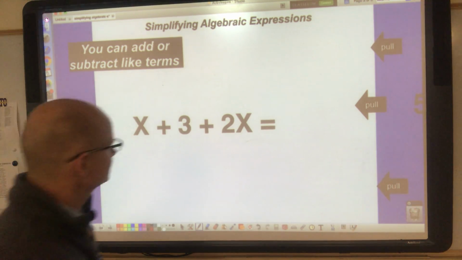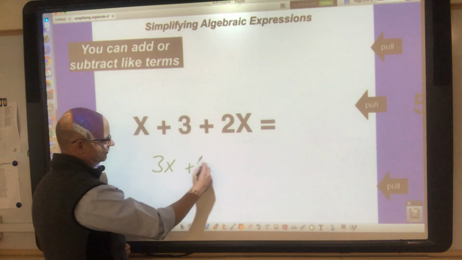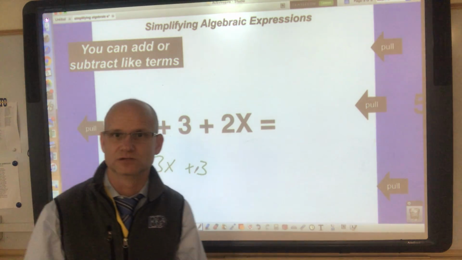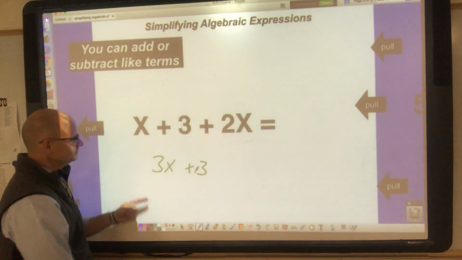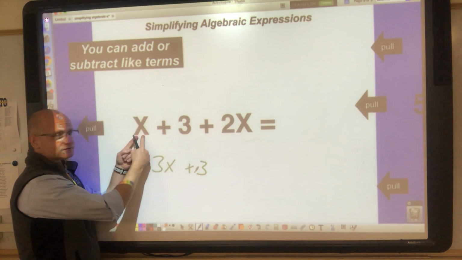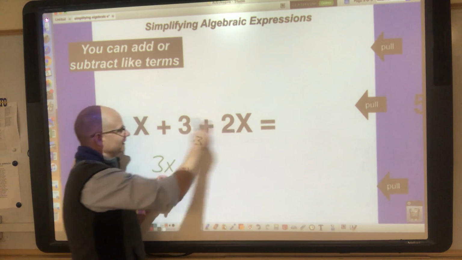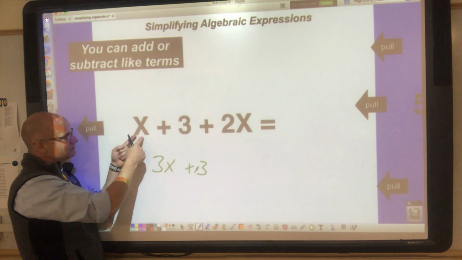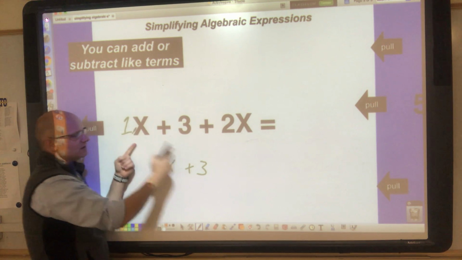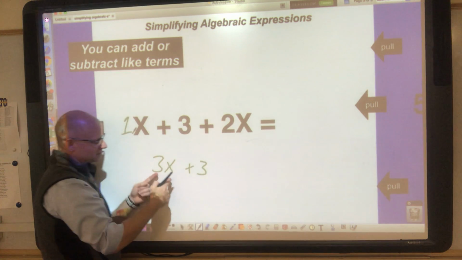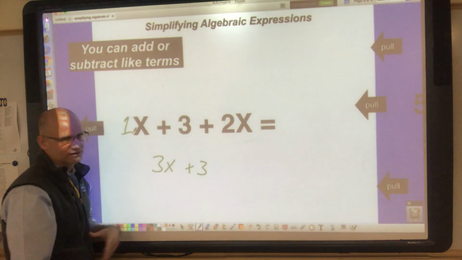That was about 10 seconds. Well, did you shout out 3x plus 3? Yes? No. Well, if you said no, listen real closely. This is one of those numbers. This is 2 of those numbers. Remember, this is 2 times a number. And this is 1 times that number. If you don't see a number next to this variable, it's 1. So you have 1 of these numbers times 2 of these numbers, which gives you 3 of these numbers, plus 3. So it's 3x plus 3.